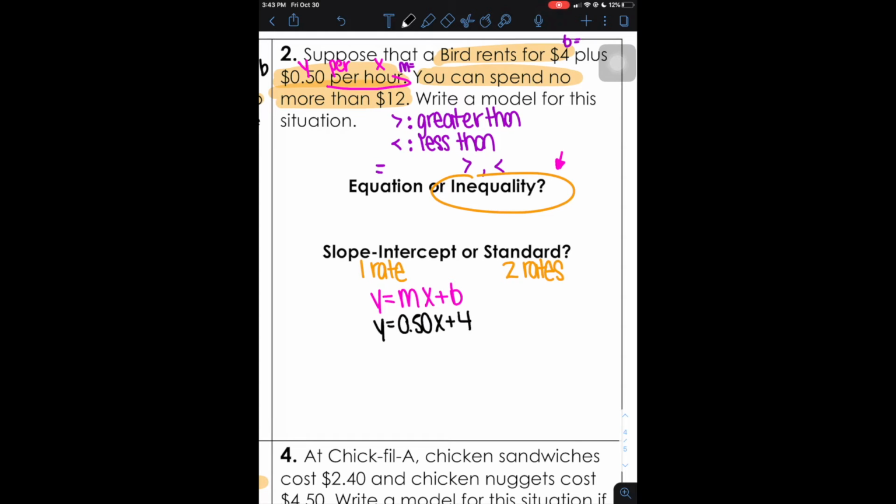Now over here, I'm going to go ahead and define my variables because they're going to help me. So I know x is equal to the number of hours. And I figured that out because I went up and I saw that it's y per x. So x is going to be my independent variable, which would be the number of hours, and y would be my dependent variable, which would be total cost in dollars.